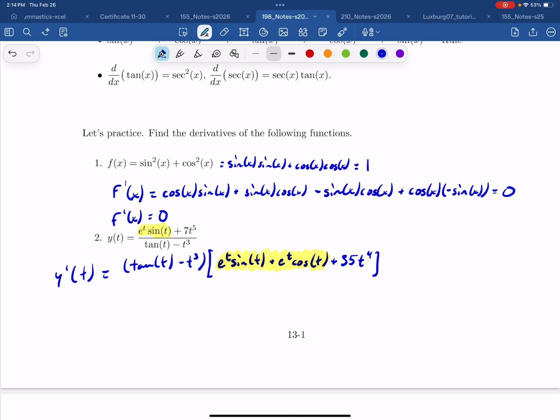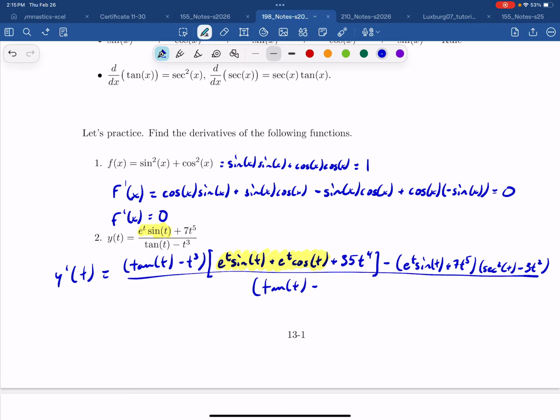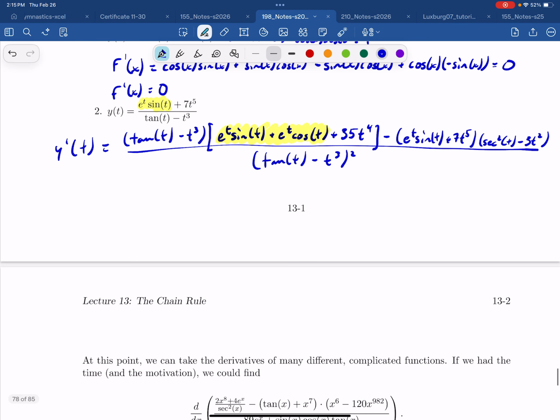Okay, so that's low d high minus high d low. And all of this is over low squared. Okay, don't bother simplifying that. It's gross, right? Anyway, that was a pretty complicated function.